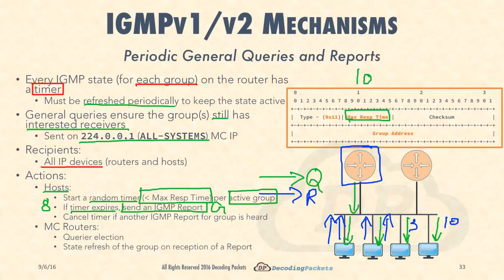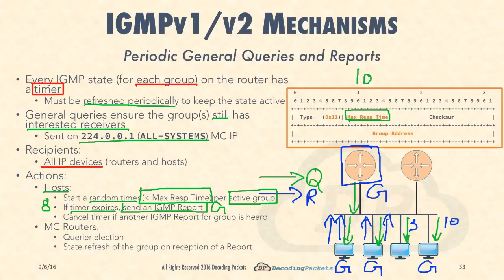However, let's look at the scenario again, and let's suppose the query is for the group G once again, our favorite group. And who was subscribed to G? I think it was this guy here, this fourth guy here, and the first guy here. Now all of them will start a timer.